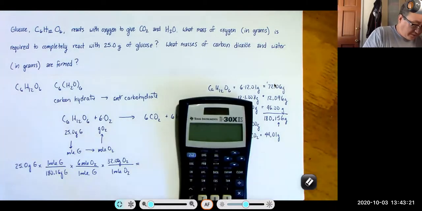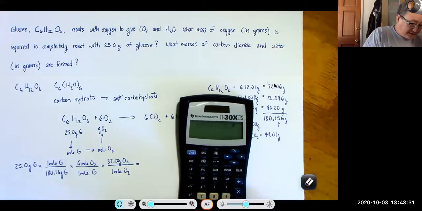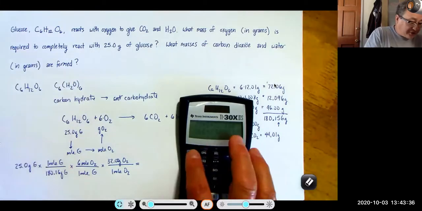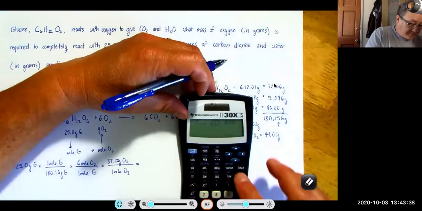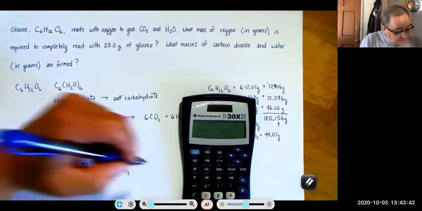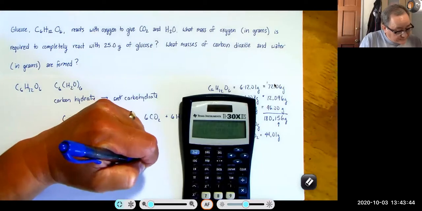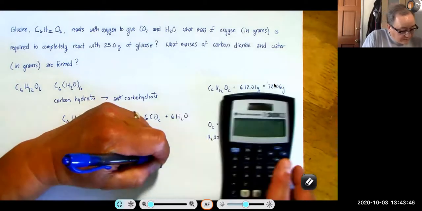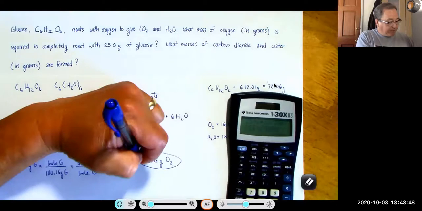I'm going to put 25 times 6 times 32 divided by 180.16 and equal. And we get, I'm going to change this to flow. We get 26.64 grams, 26.6 grams of O2. And there's our answer.